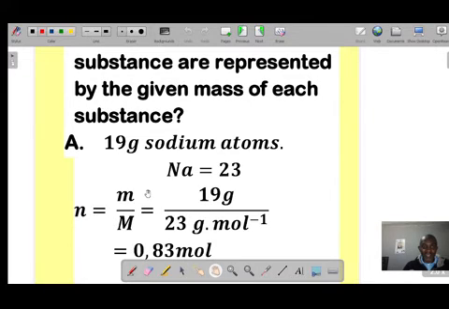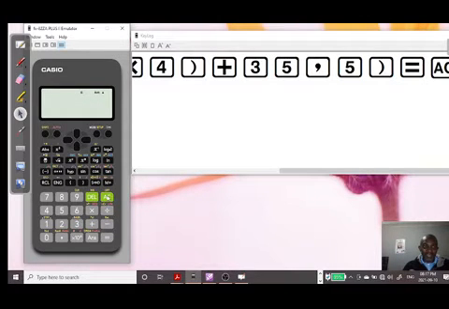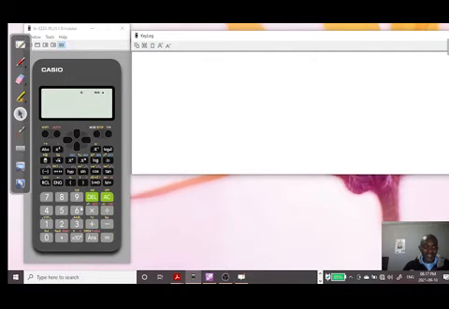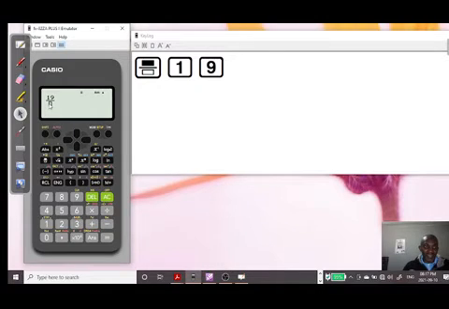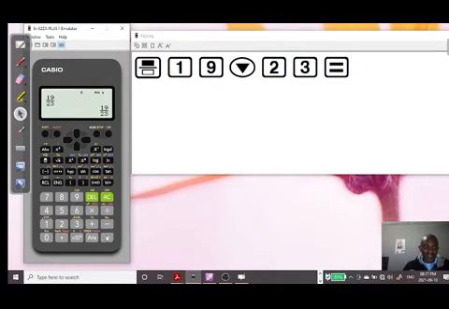Now if we compute this, let's check it out. I have 19 as my numerator, divided by 23. As you can see, I have 19 over 23. Upon pressing the button, it gives me 0.826086965 moles. But in our papers, in our test, we need two decimal places. So my answer is going to be 0.83 moles. I hope we are together.